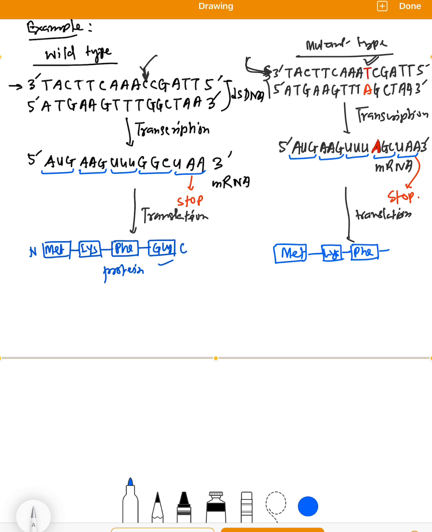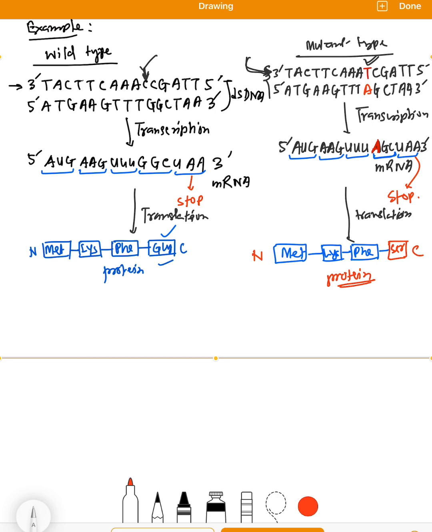So earlier, before mutation, GGC was coding for glycine. Now after mutation it is AGC, and AGC will not code for glycine. Instead of glycine it starts coding for serine. So that's why I am changing the color here. It is now serine. So this is the N terminus, this is the C terminus. Now this is the protein after the translation of the mutated mRNA.